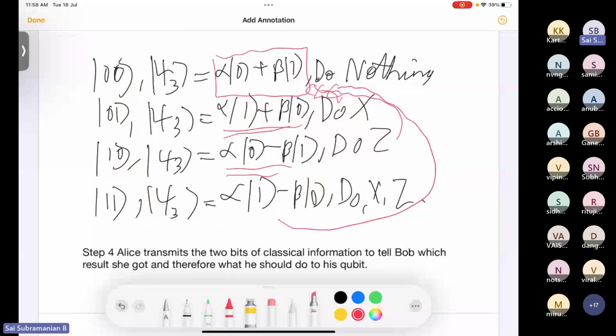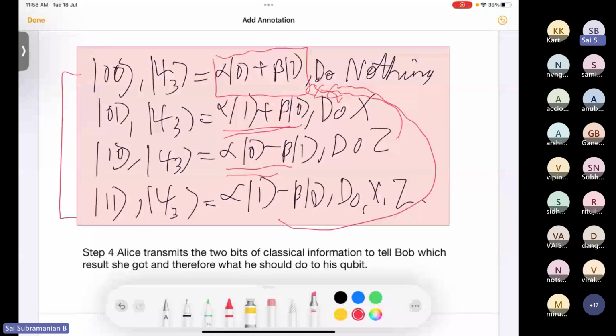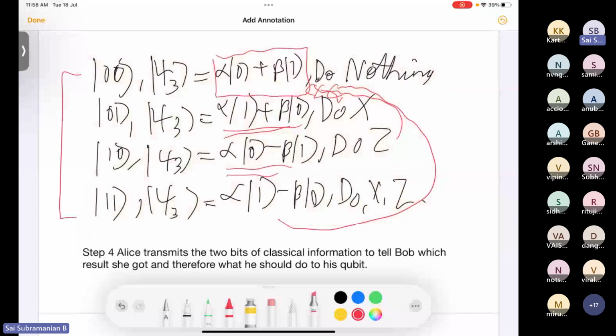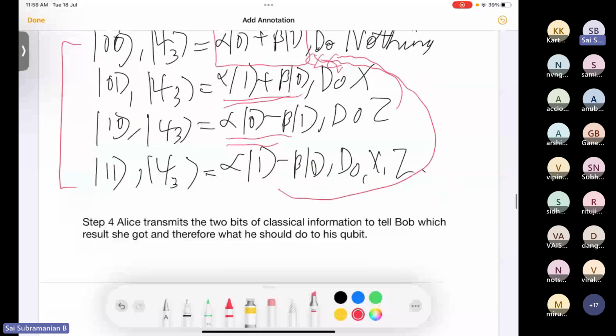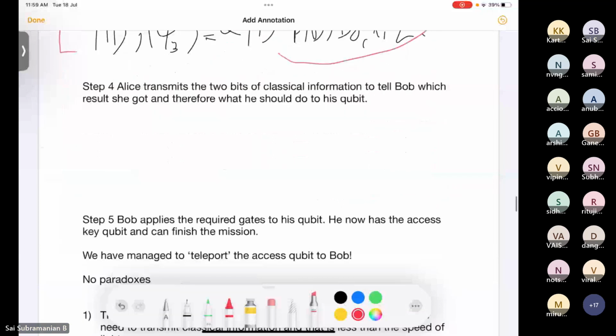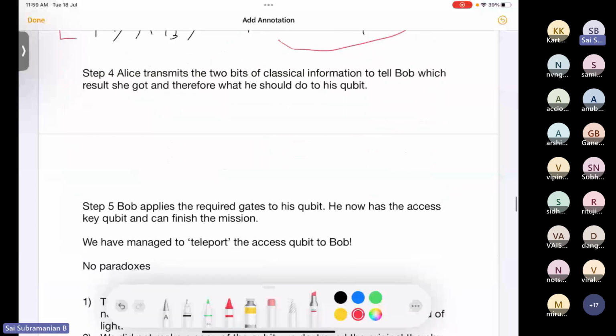So all Alice has to do is transmit 2 bits of classical information, which is this: is it 0 0, 0 1, 1 0, or 1 1? What is the result of her measurement? And based on that, Bob will do either nothing, or X, or Z, or both XZ. Bob applies the required gates, and he now has the access key qubit, alpha 0 plus beta 1.